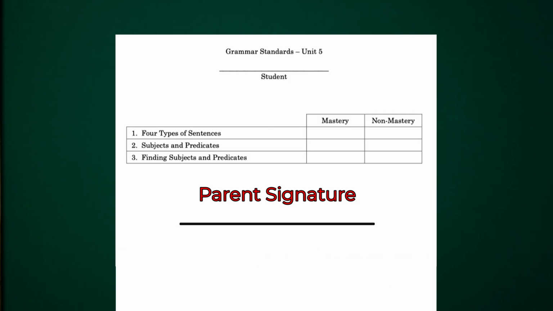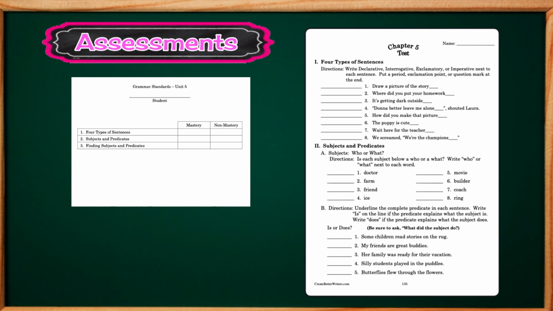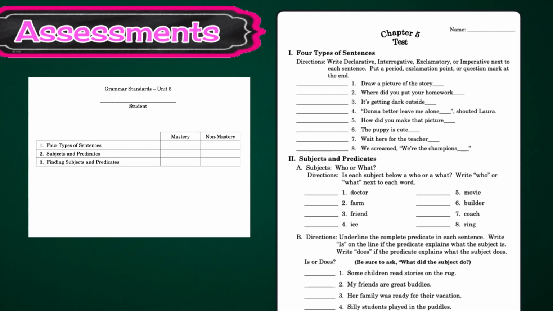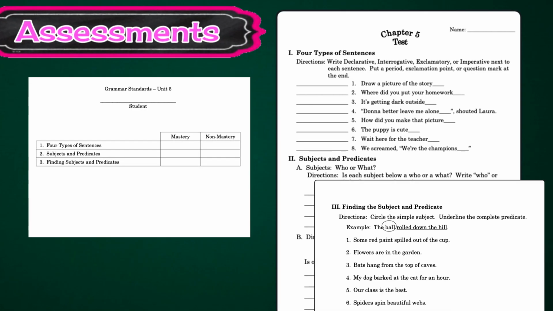Now, the main use of this parent checklist is that it works with the test. So let's take a quick look at a test. You can see that the test is organized into 3 standards, and you can see those 3 standards on the parent checklist. There's the first one, the 4 types of sentences. The second one, subjects and predicates. And the third one, finding subjects and predicates.